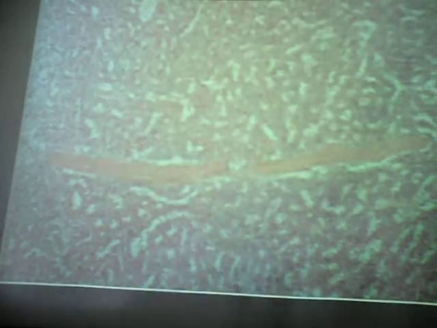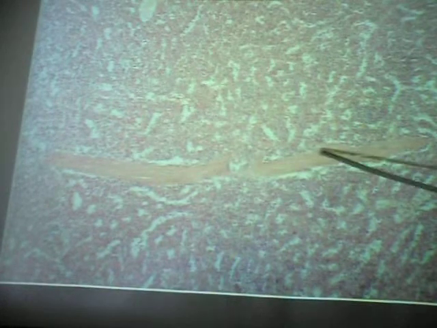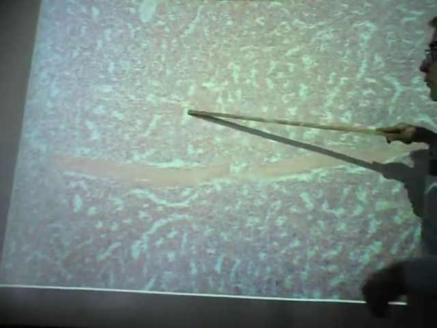This is the red pulp. It is not the cortex. There is no cortex or medulla in the spleen, so be careful on that. You either got red pulp or you got white pulp. And this is red pulp. Red pulp is characterized by having all these little cavities in it. And what are these cavities called?